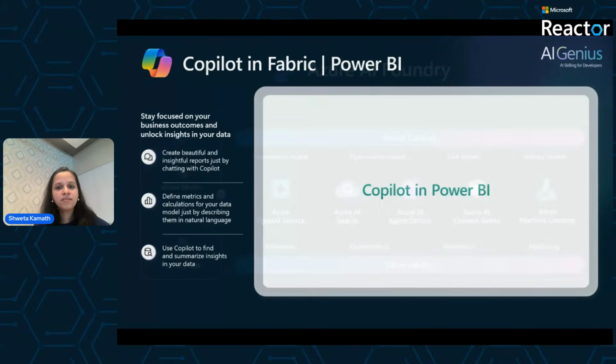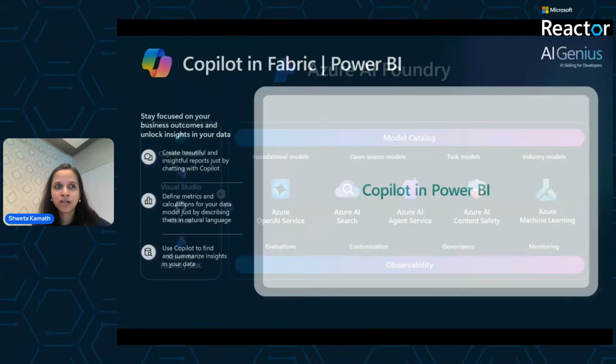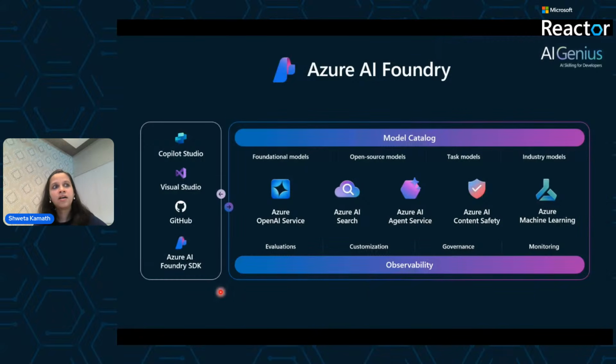Now, moving forward, coming to Azure AI Foundry. We spoke about Fabric, we spoke about Power BI. Now, let's come to Azure AI Foundry. So, what happens in Azure AI Foundry is, again, let me start moving from left to right. What are the typical components that you see? The first one is Copilot Studio. If you see, Copilot Studio sits outside the Azure AI Foundry.